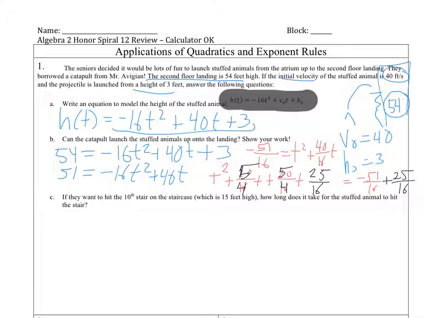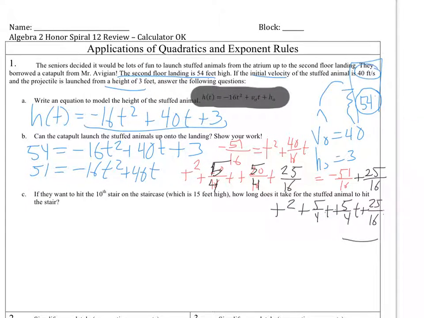25 over 16. So we end up with t squared plus 5 over 4t plus 5 over 4t plus 25 over 16. That's going to be equal to -26 over 16. Still kind of gross. Okay, I'm going to finish completing the square. So we get t plus 5 over 4 squared is equal to -26 over 16.